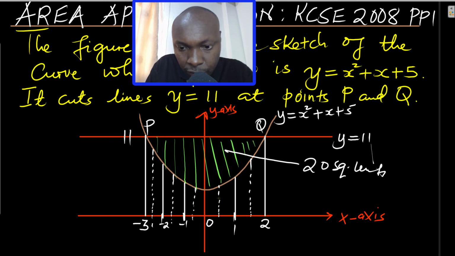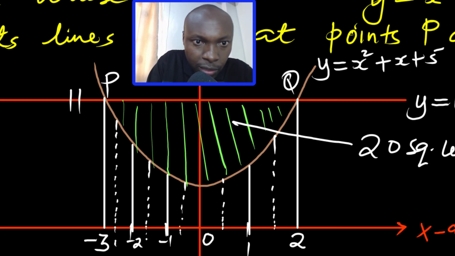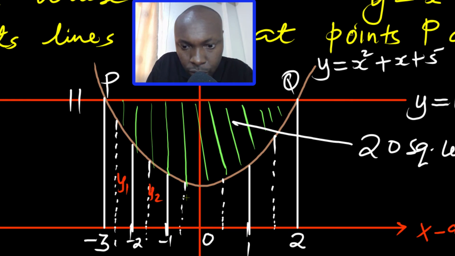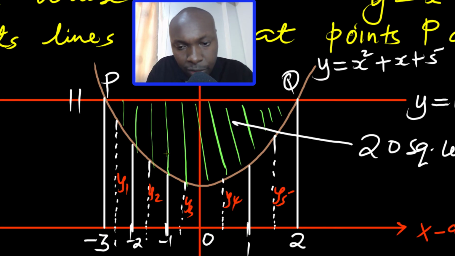1, 2, 3, 4, 5. So this will be y1, this ordinate 2, y2, y3, y4, and y5. So the first mid-ordinate of the first strip will be y1, the second mid-ordinate will be y2, the third mid-ordinate will be y3, the other mid-ordinate y4 and y5. So the center of each strip, it will give 5.